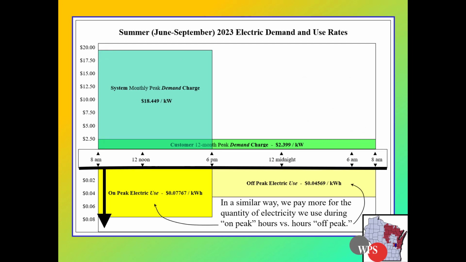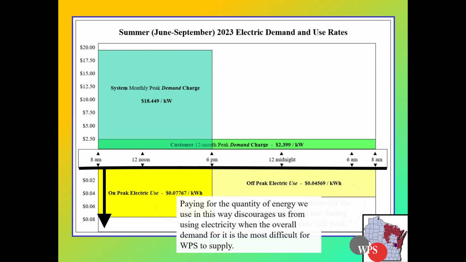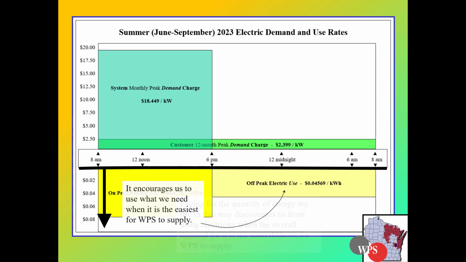In a similar way, we pay more for the quantity of electricity we use during on-peak versus off-peak hours. Paying for the quantity of energy we use in this way discourages us from using electricity when the overall demand for it is the most difficult for WPS to supply. And it encourages us to use what we need when it is the easiest for WPS to supply.